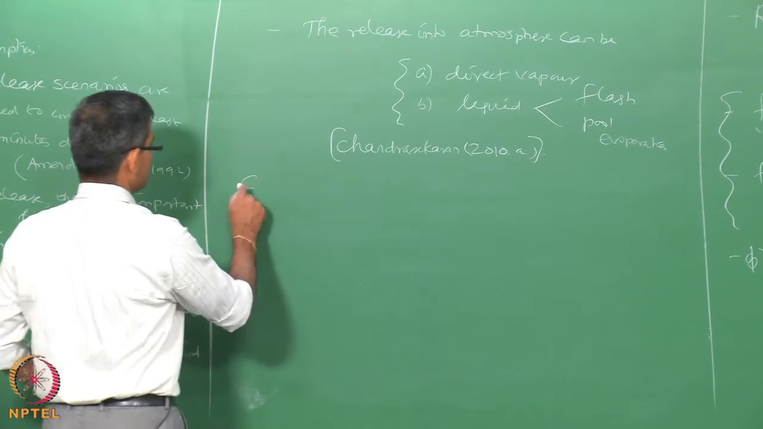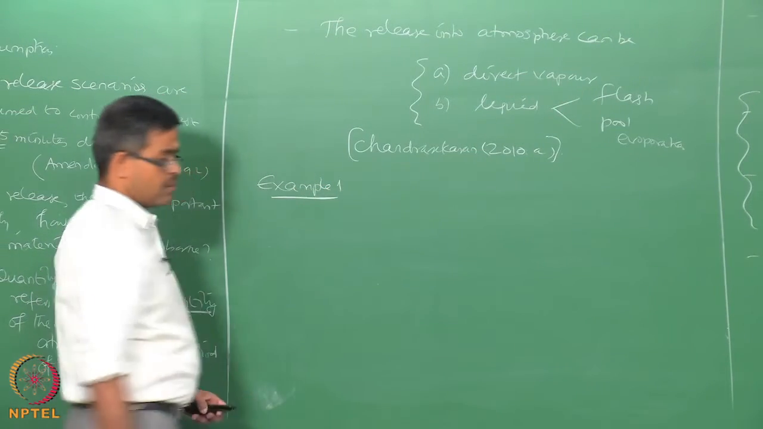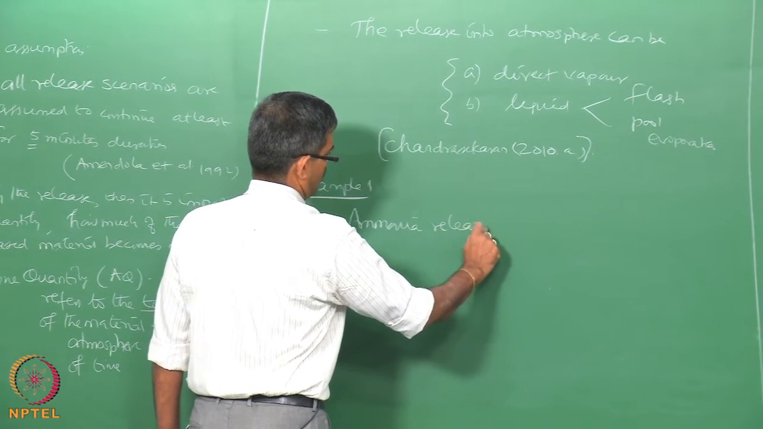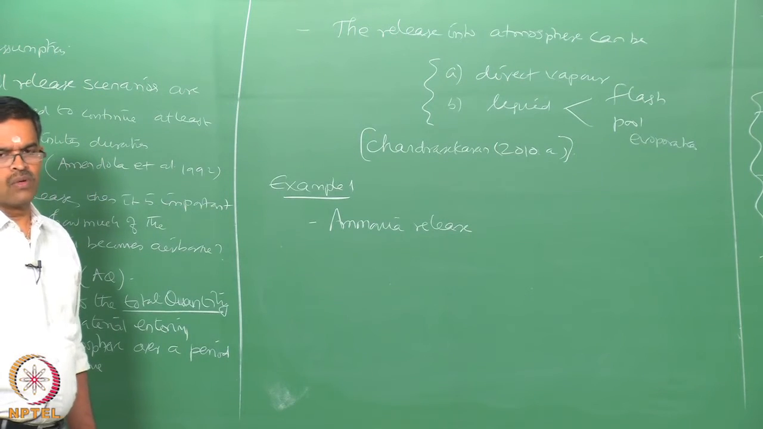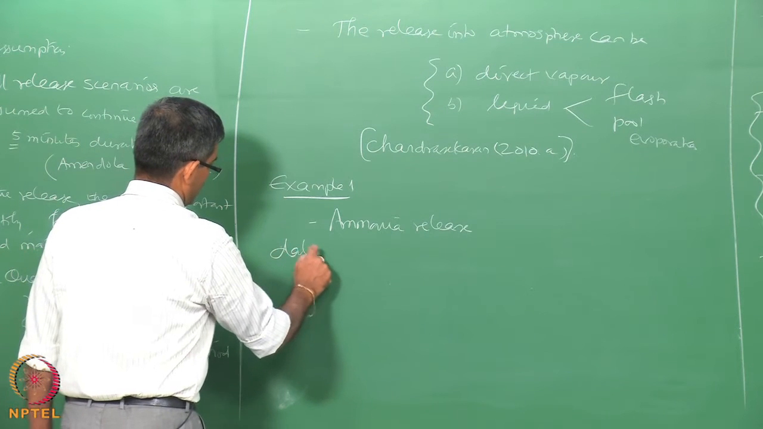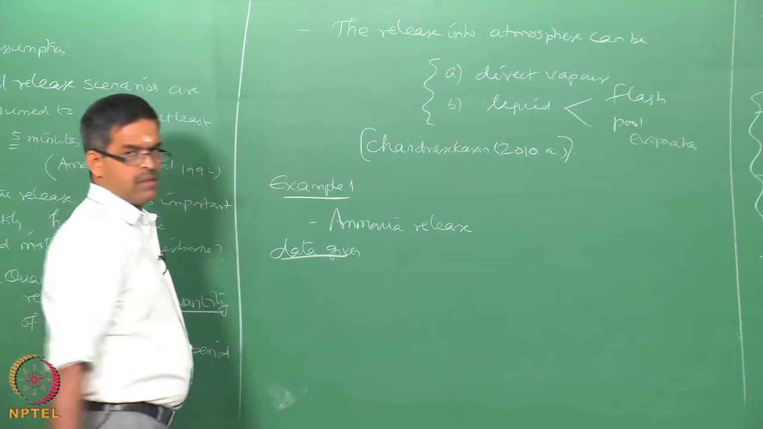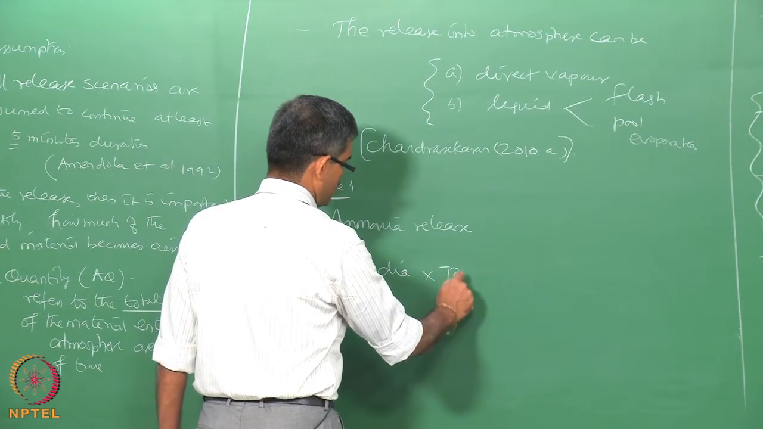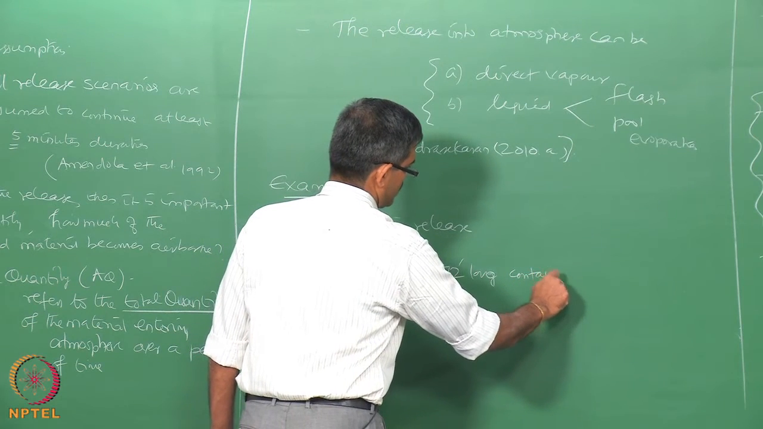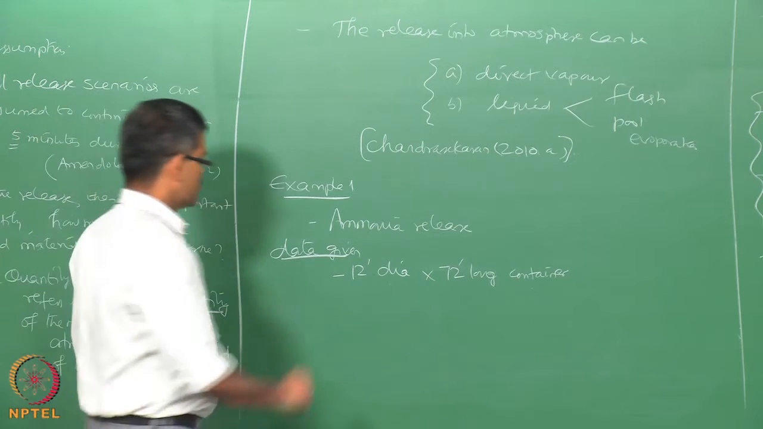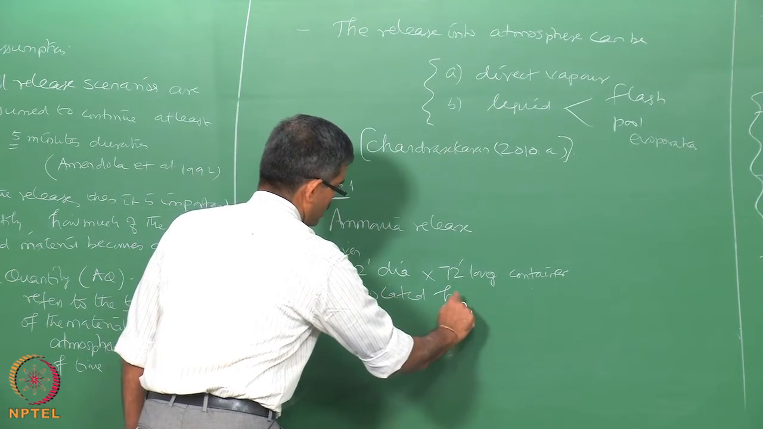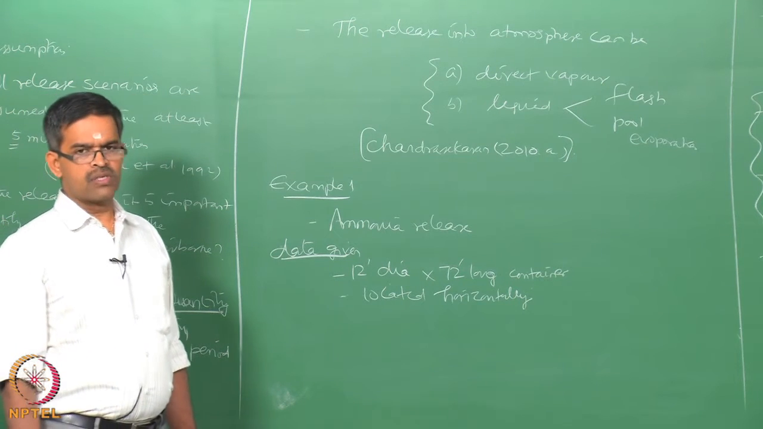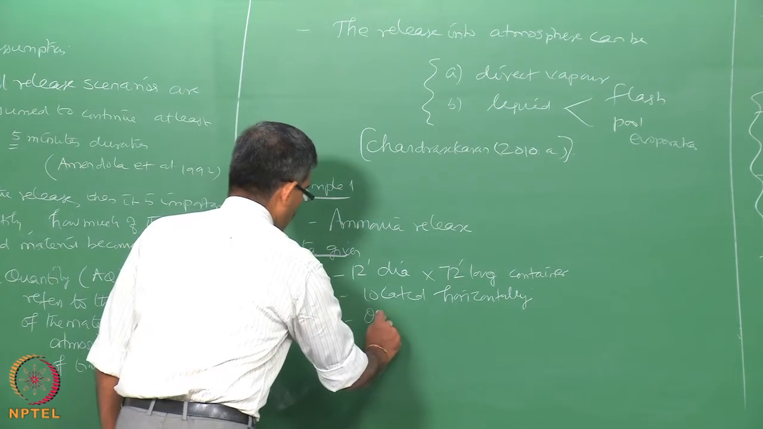Now, let us take up a problem, let us say example 1. Let us say the release is an ammonia release. So, let us say the ammonia is stored, the data given is like this. Let us say it is stored in a 12 feet diameter by 72 feet long container or vessel, which is installed horizontally. That is the usual practice for how bullets are installed in process industries. It is stored at its own vapor pressure.